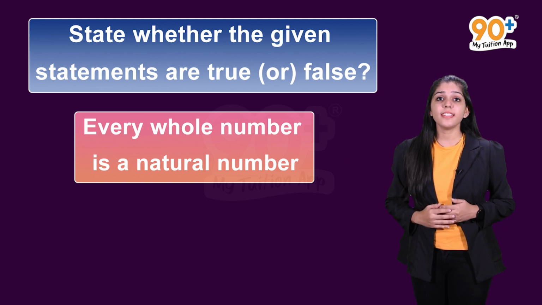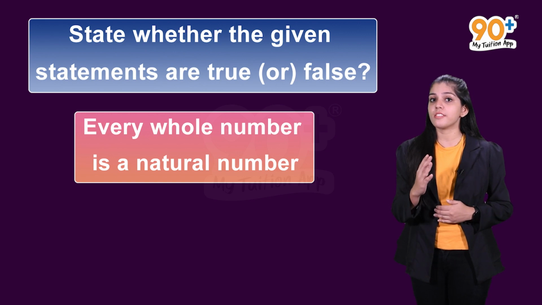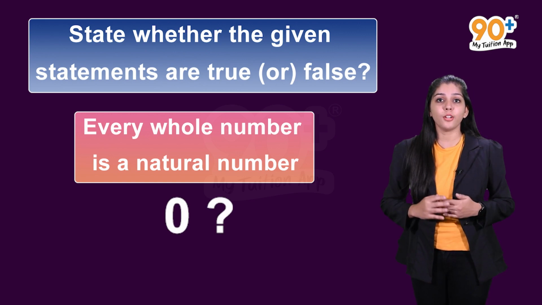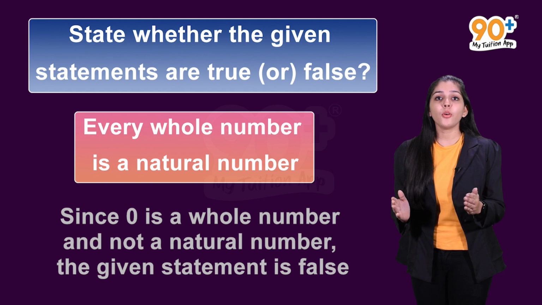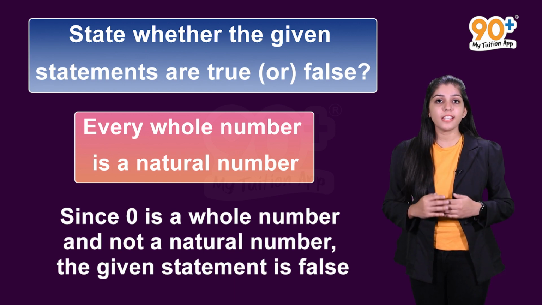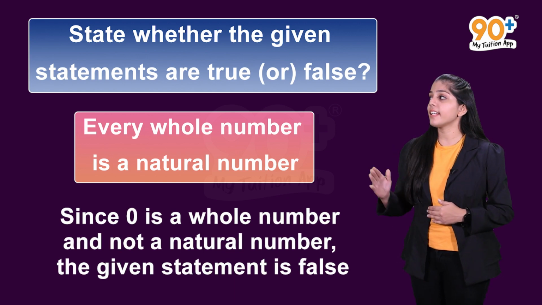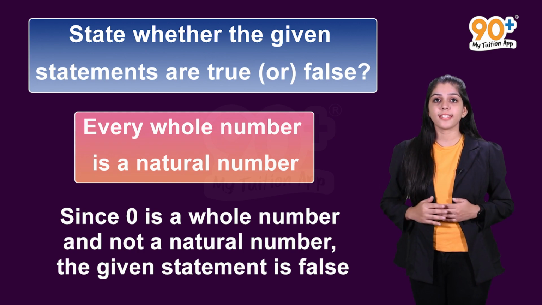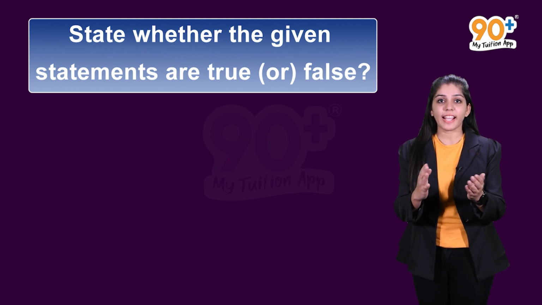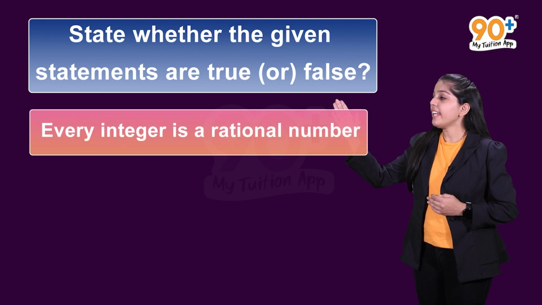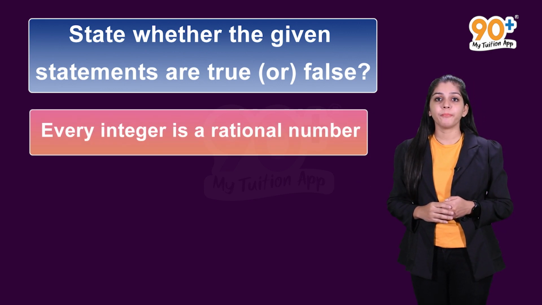Students, tell me, is there any whole number that is not a natural number? What about 0? Since 0 is a whole number and not a natural number, we can say that the given statement is false. We have the second statement, every integer is a rational number.